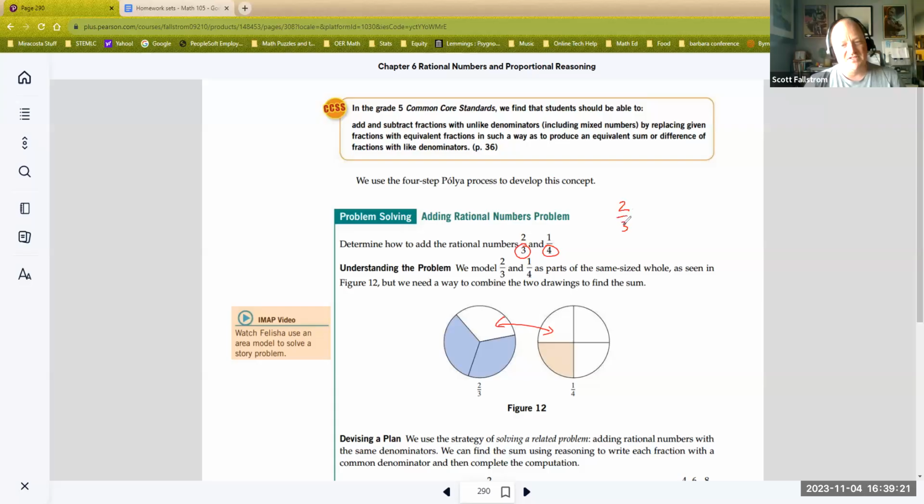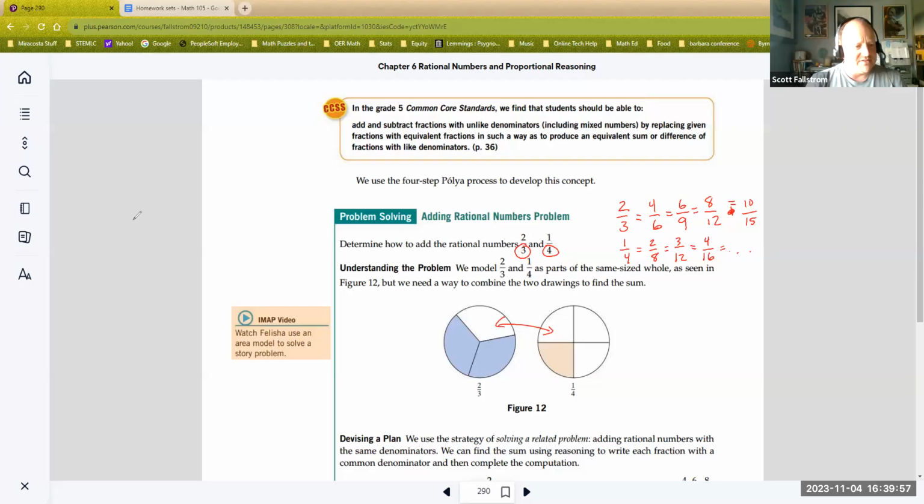2/3 will still remain 2/3, but I could write it in many ways. I could write it as 4/6. I could write it as 6/9. I could write it as 8/12. I could write it as 10/15. I could write it in so many different ways. I could do the same thing for 1/4. It becomes 2/8, it becomes 3/12, it becomes 4/16, and so on.